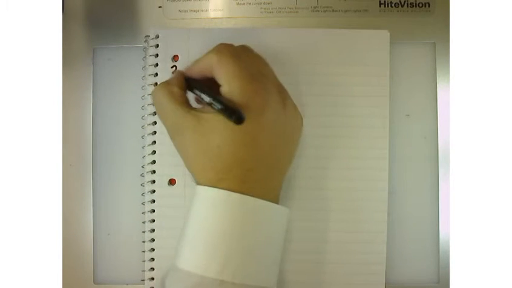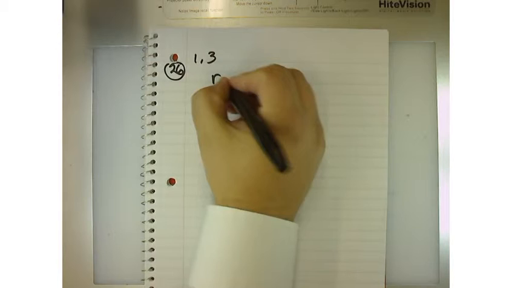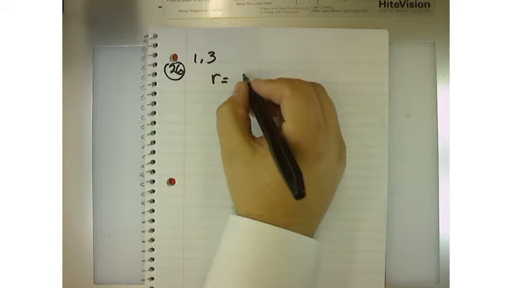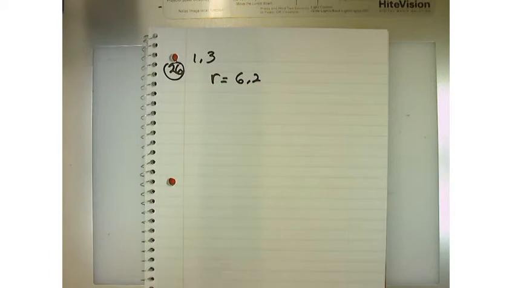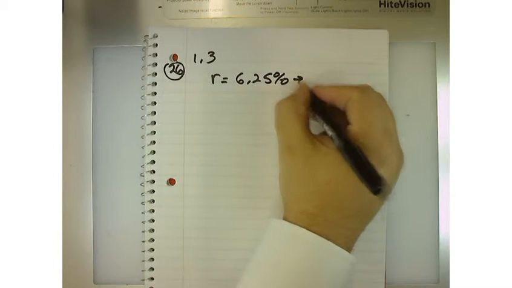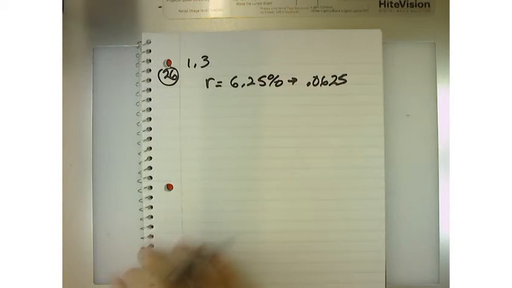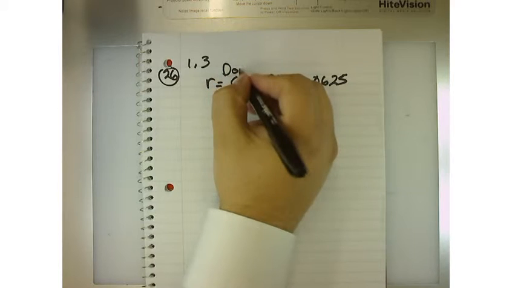Problem 26, basically this is 1.3. Problem 26 says determine how much time is required for an investment to double your money if the interest earned is compounded monthly. So here, the interest rate is equal to 6.25%. Now remember, for the rates, we're going to convert those into decimals. All right, and they want us to double our money.